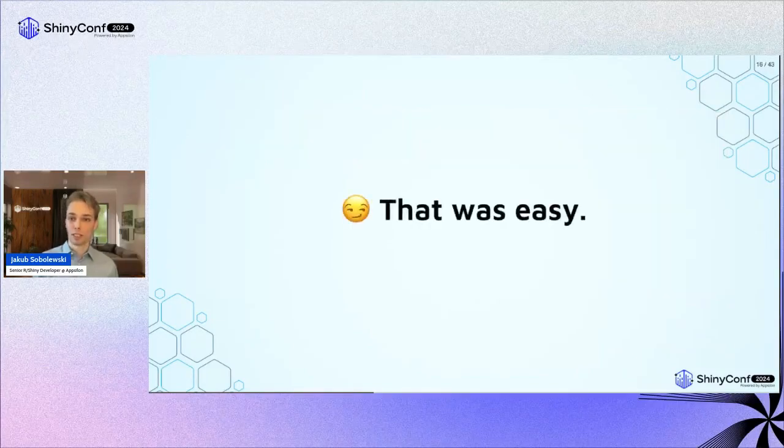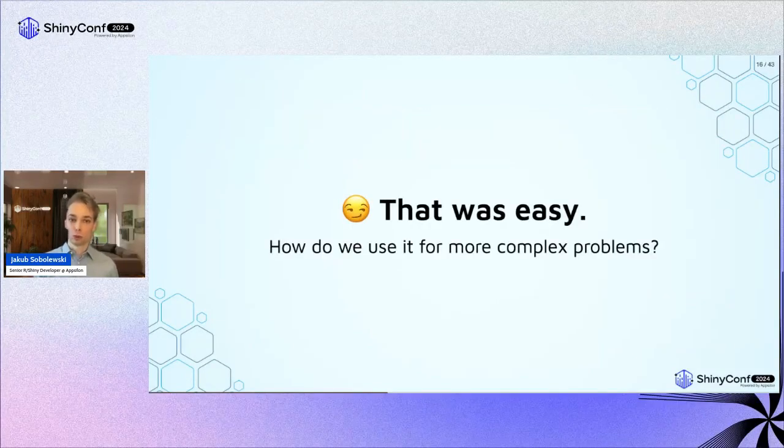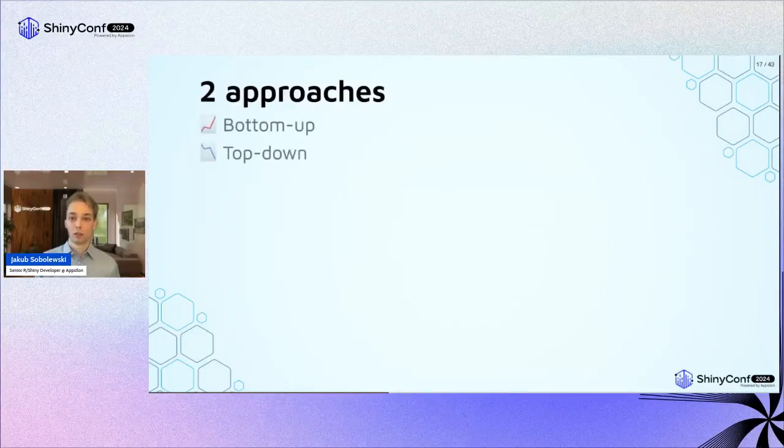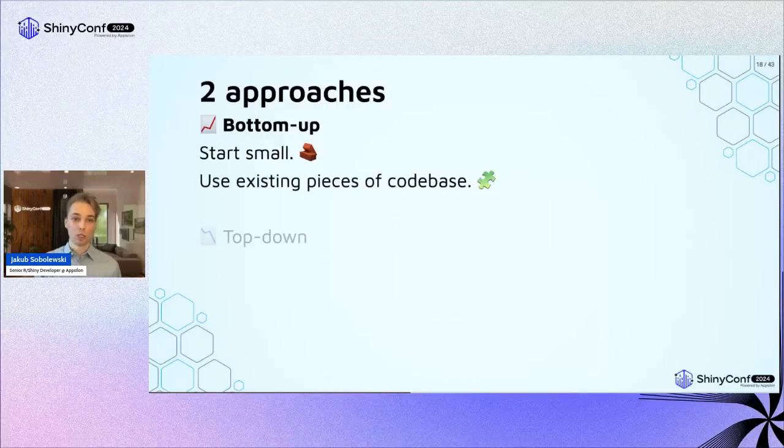So this was easy, but how do we use it to solve more complex problems? There are two distinct approaches we could use. Bottom-up is where we start small with the smallest piece of the problem we can solve. We use existing pieces of the code base as we go, and we don't know upfront how the solution will look like. We let the design emerge from the tests and code that we write.